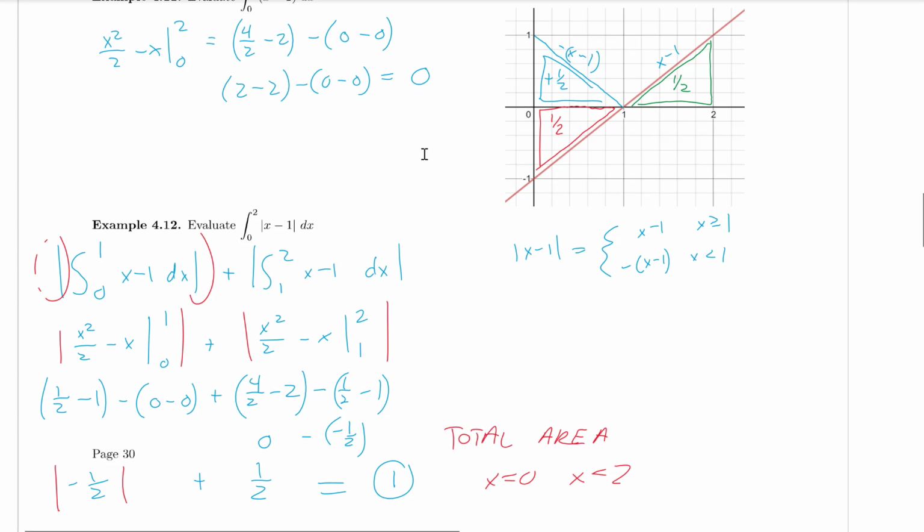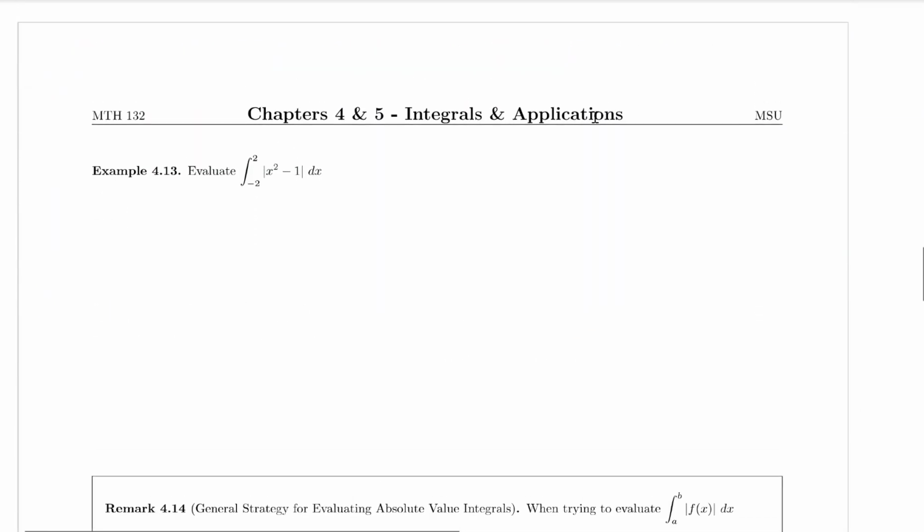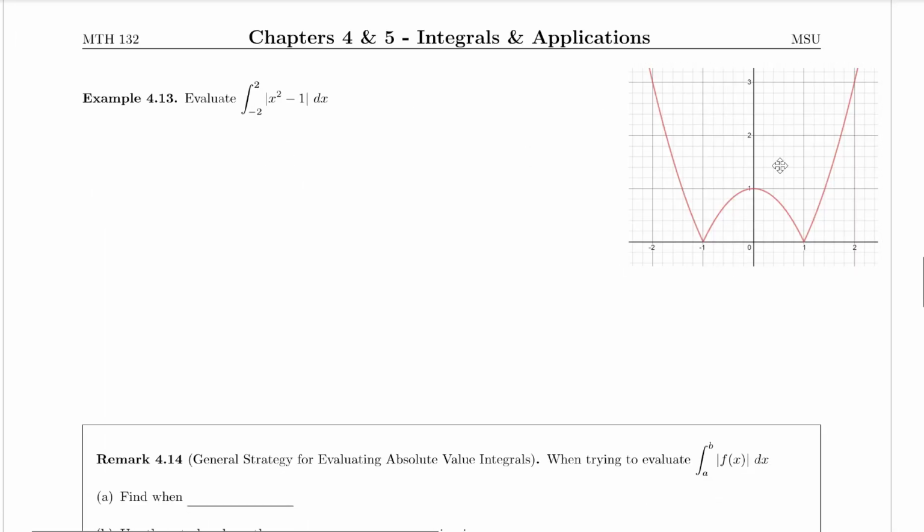All right, well, that wasn't too bad when we were doing this linear function because we were able to verify it using our geometry areas of triangles. But now let's do this with a little bit more complicated function. Let's take a look at the integral from -2 to 2 of the absolute value of x squared minus 1. Let's go and get a graph of this. All right, so there's a graph of our function, and let's go ahead and draw our areas on here.